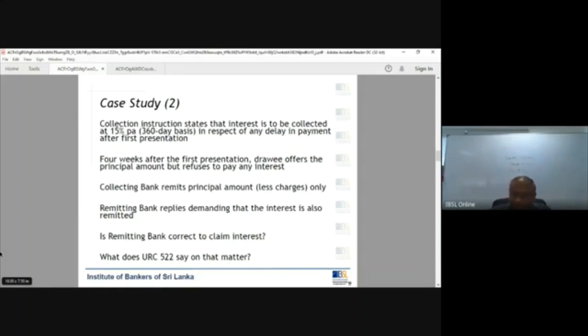Yes or no? Is the remitting bank correct to claim interest? What is the article regarding this issue?